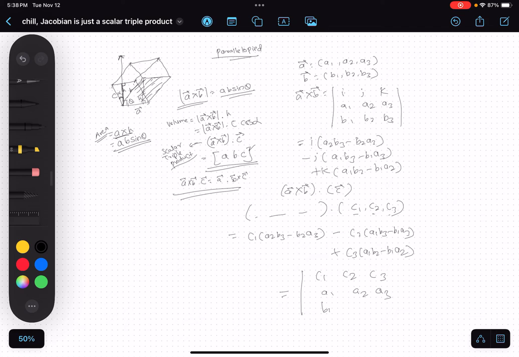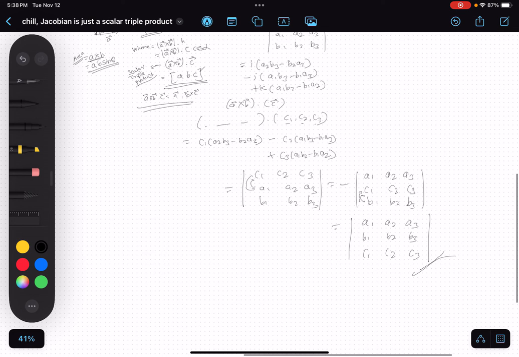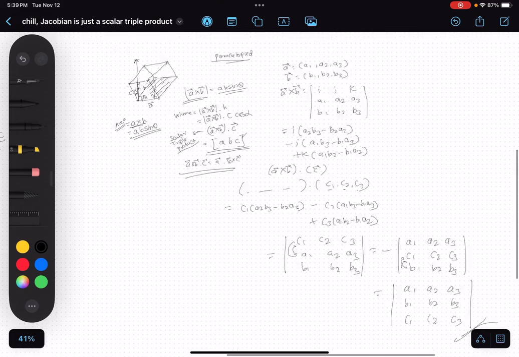b1, b2, b3, right? Now if you want to write it in a different form, notice that if we exchange two rows, the determinant gets a negative sign. So this will be equal to negative of the determinant with rows a1, a2, a3, c1, c2, c3, b1, b2, b3. If you again exchange the rows, another negative sign comes in, so that becomes positive. So this will be the determinant with rows a1, a2, a3, b1, b2, b3, c1, c2, c3. So that's how we can evaluate the scalar triple product.